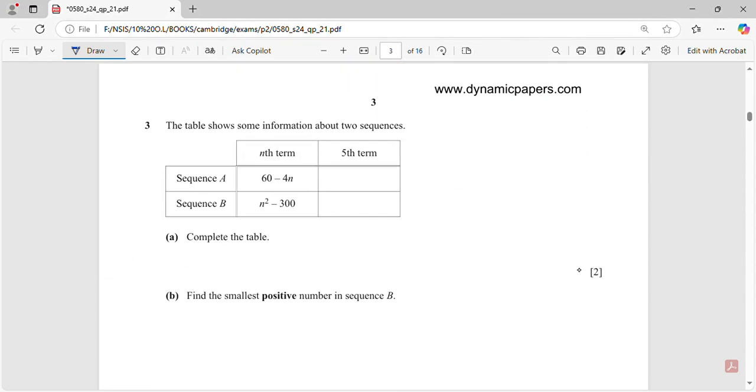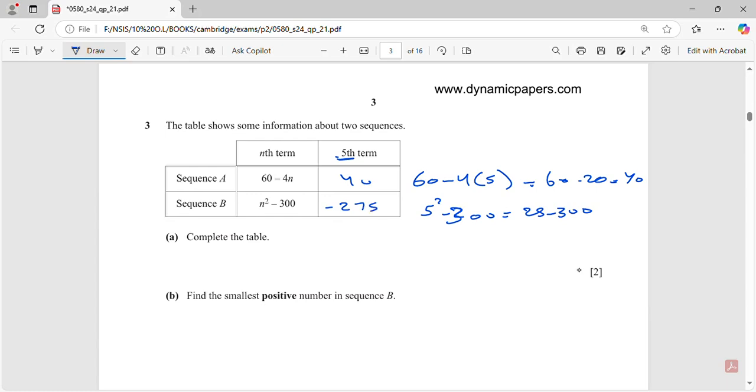I hope so. For this part, he gave me 2 different sequences, and this is the nth term for the first sequence, and this is the nth term for the second. Now he asked me to complete the table. As he asked for the 5th term, we just need to substitute the value of n by 5, so it will be 60 minus 4 multiplied by 5, which is 60 minus 20, which is 40. Now here, instead of n, I will put 5, so it will be 5 power 2 minus 300. So 5 power 2 is 25, minus 300, which equals -275.